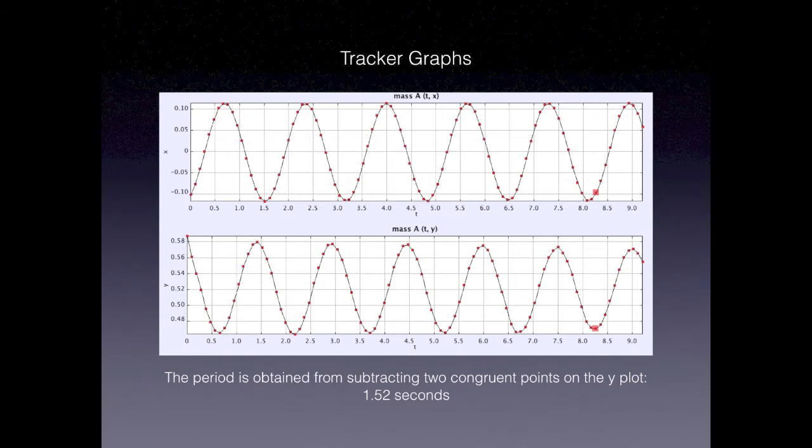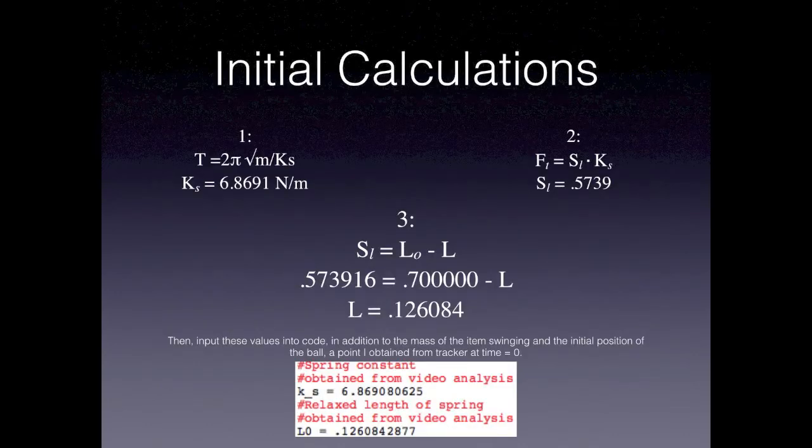I subtracted two congruent values on the graph, 2 crest points, and found the period this way. Given the period we found earlier, we can calculate the 3 necessary initial values. Number 1. Implement the formula for period, but solve for the spring constant, Ks. Number 2. Solve for the length of the stretch spring, SL, by setting Hooke's law equal to the gravitational force. Number 3. Find the relaxed length of the spring.